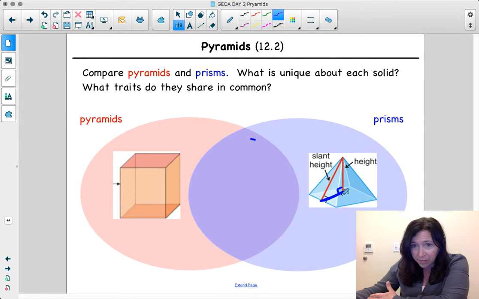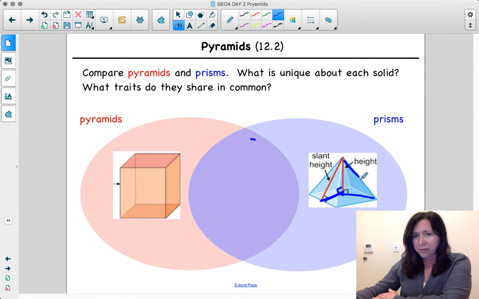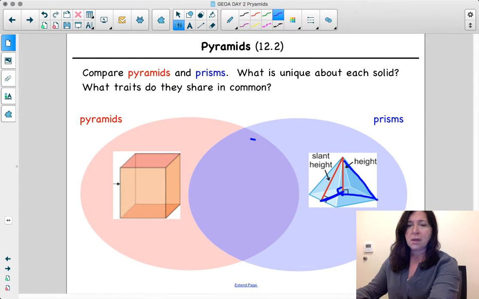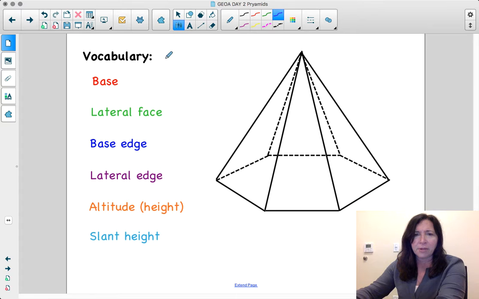Similarly, don't forget, this goes to a radius too. And so there's a lot of things that you could do here, and this could go to my lateral edge as well. All right, so some vocabulary for my pyramid.